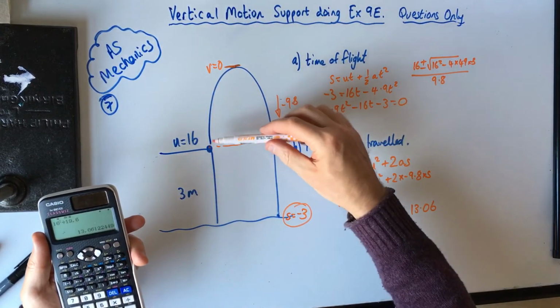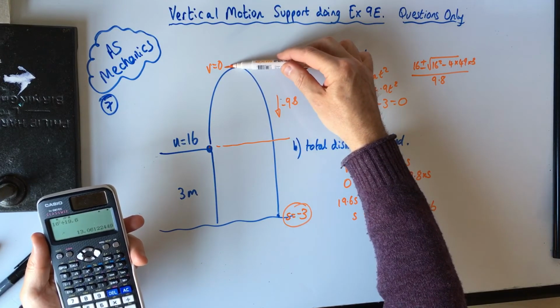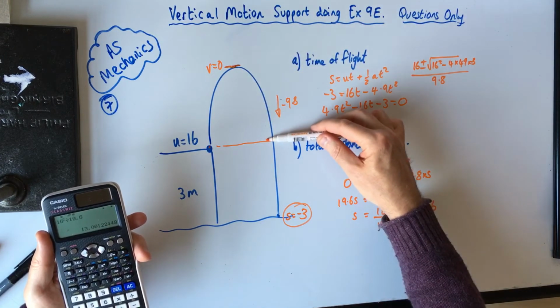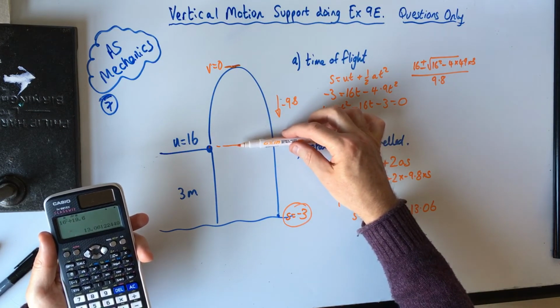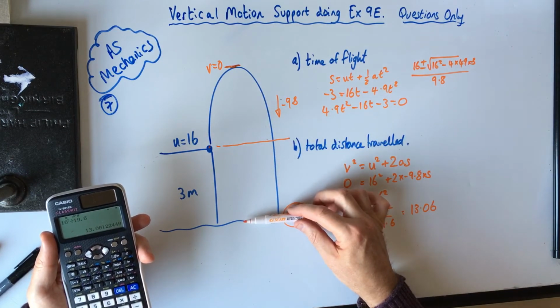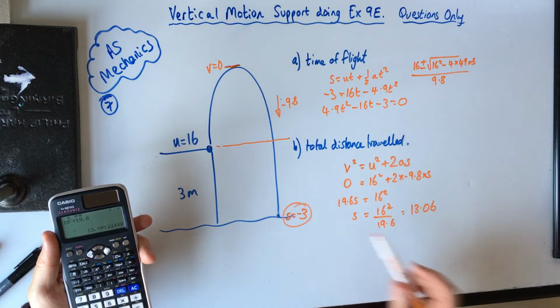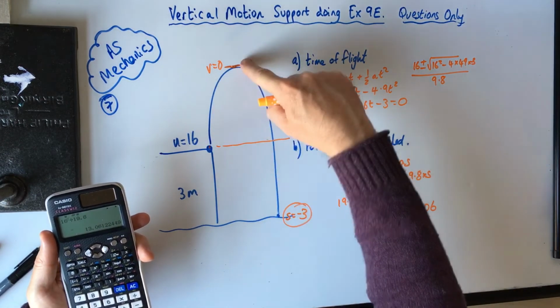Now that's the distance it's travelled to reach the top, so it's double that to reach ground level. Again, not ground level, but s equals 0 level, and then another 3 meters. That's the total distance travelled. So it's 2 lots of that up.